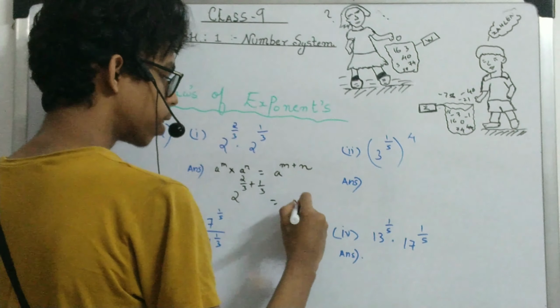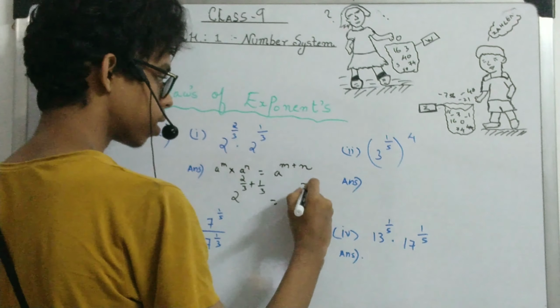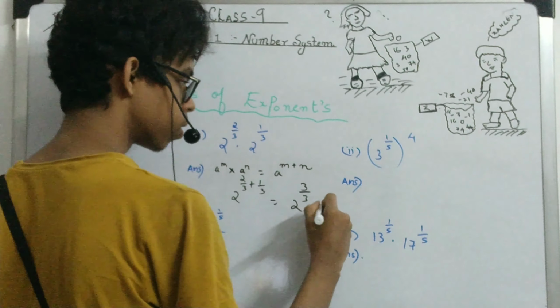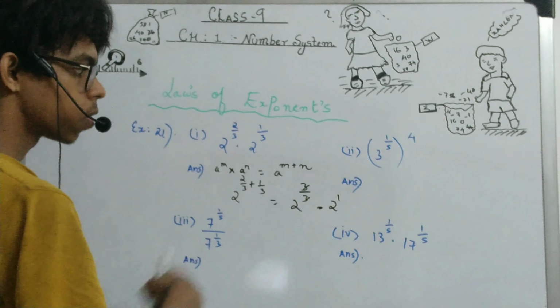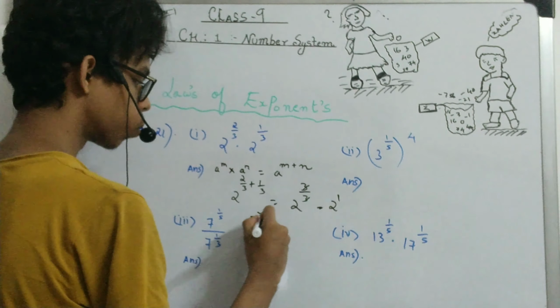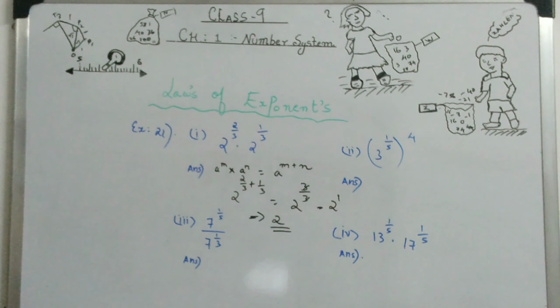So how can I write this? 2 raised to, we know the denominators are the same, 2 plus 1 is 3, so I will get 3 by 3. So this 3 and this 3 cancel, and I will get the answer as 2 raised to 1. So 2 raised to 1 is what? 2 itself. Okay, so this is my answer.